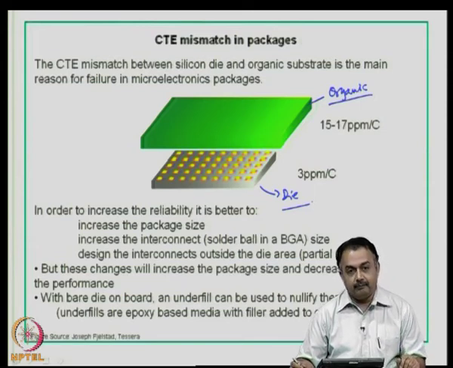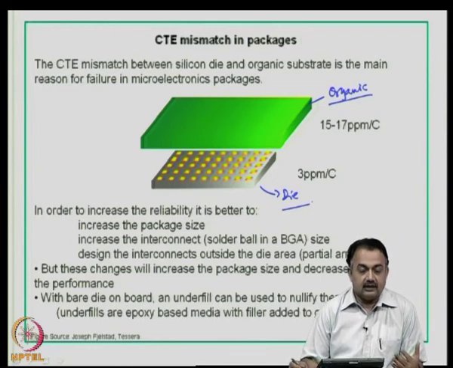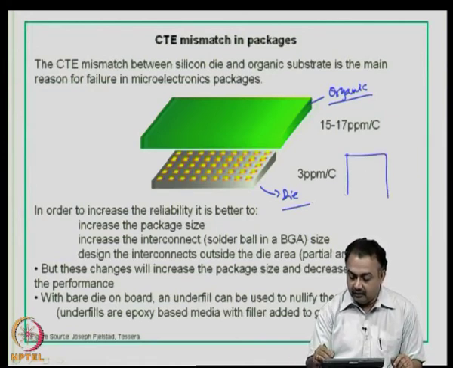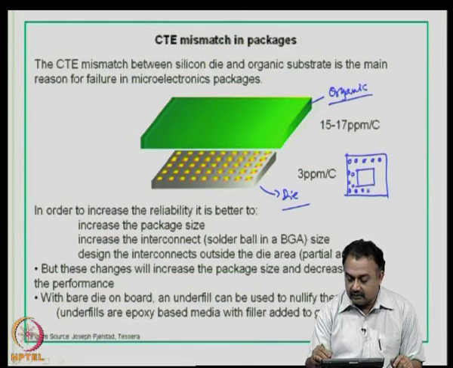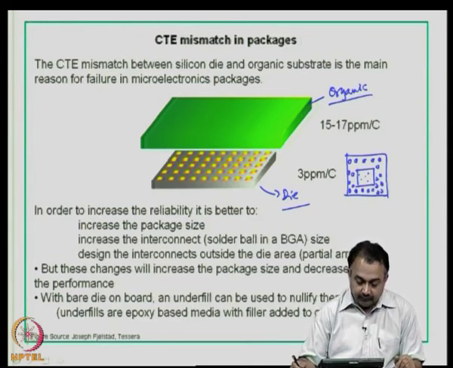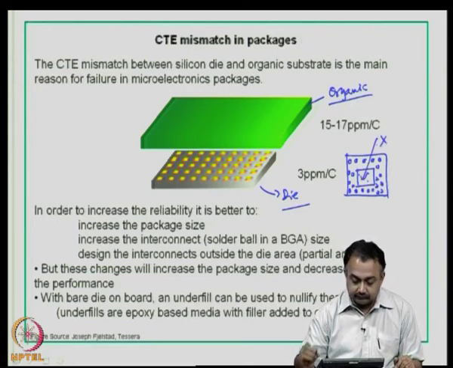So, how do you increase the reliability? It is better to increase the package size, but that does not justify, because we are always looking at lowering the package volume and size. But if this is going to be a problem, you have to increase the package size, increase the interconnect or the solder ball dia or size in a BGA, and design the outer interconnects outside the die area. That means, if you have the arrangement of the solder balls and if this is the die, do not place the solder balls at the back of the package right underneath the die area, so that it does not impede thermal performance, dissipation of heat. Okay. So, this is a key factor, but these changes will increase the package size and decrease the performance.